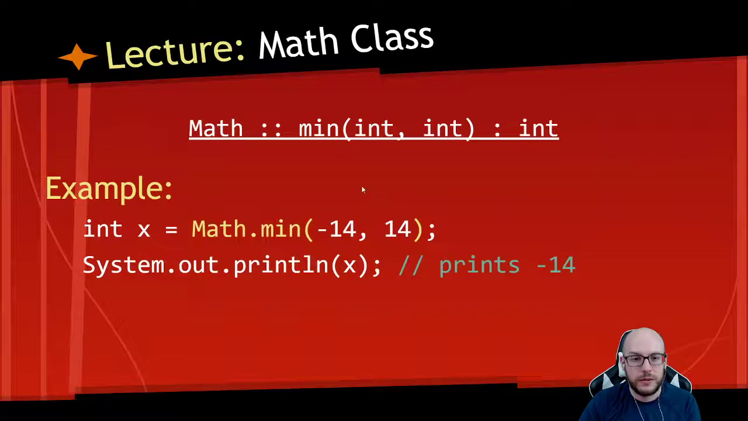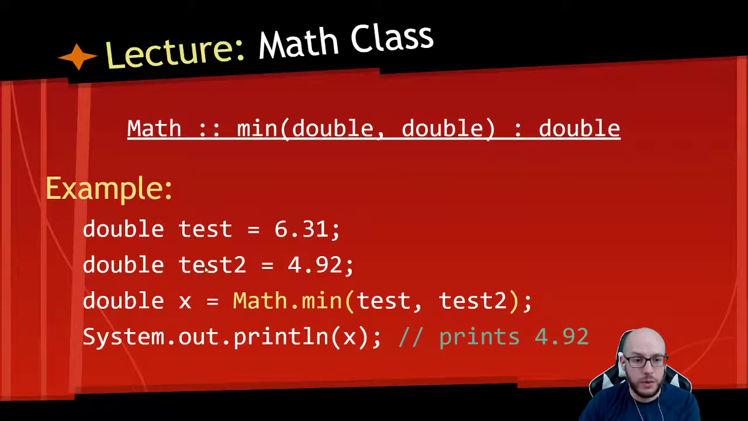Min figures out the minimum between two values. Here in this example, we're doing the minimum of two integers. I want to know what is the minimum between negative 14 and 14. Min would determine that, return it. I'm saving the value that's returned into my variable x and printing that off.